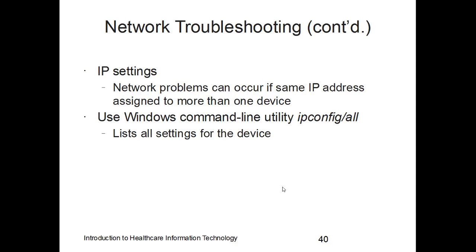IP settings. Network problems can occur if the same IP address is assigned to more than one device. And if you think this may be an issue, you use the Windows command line utility ipconfig /all, and this will give you a list of all settings for the device.